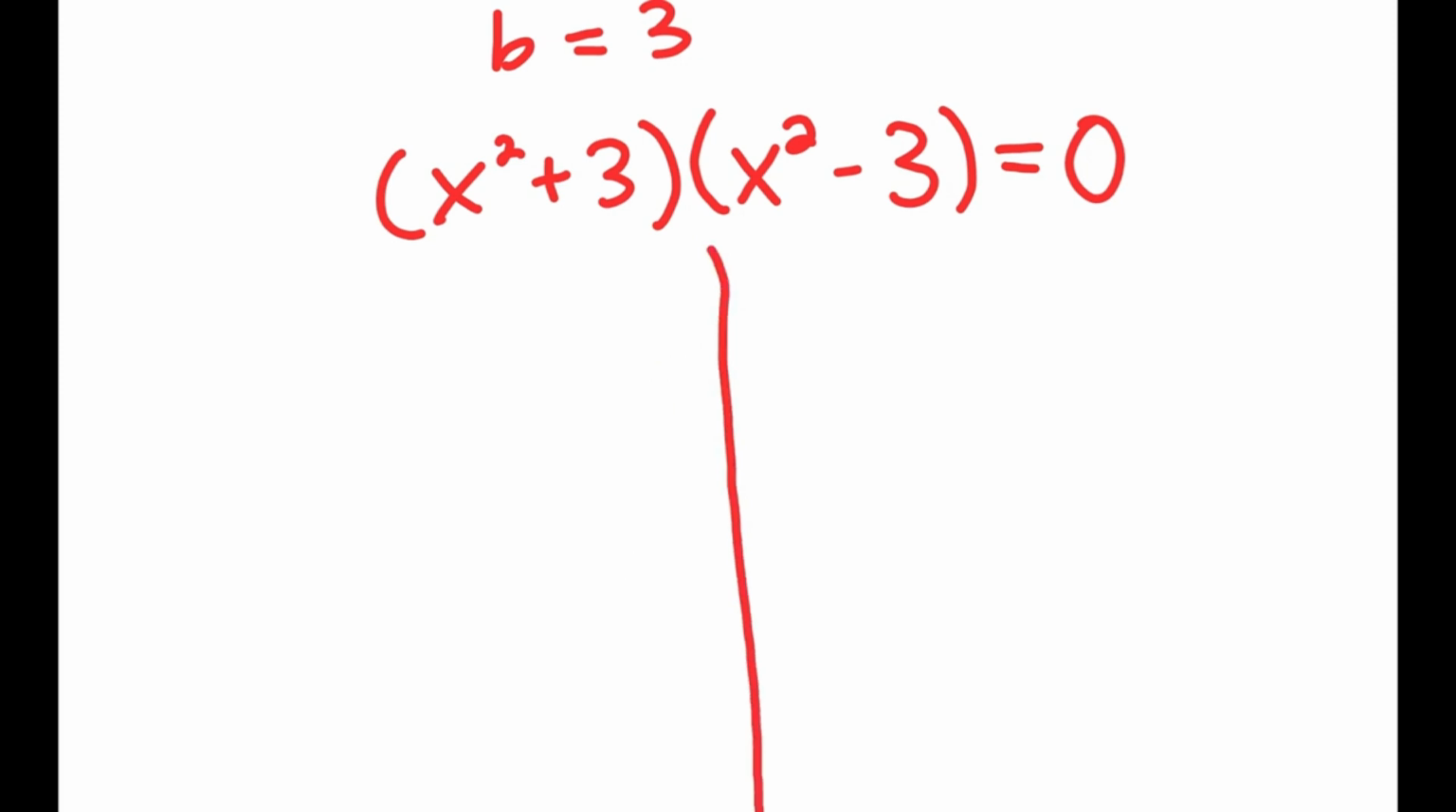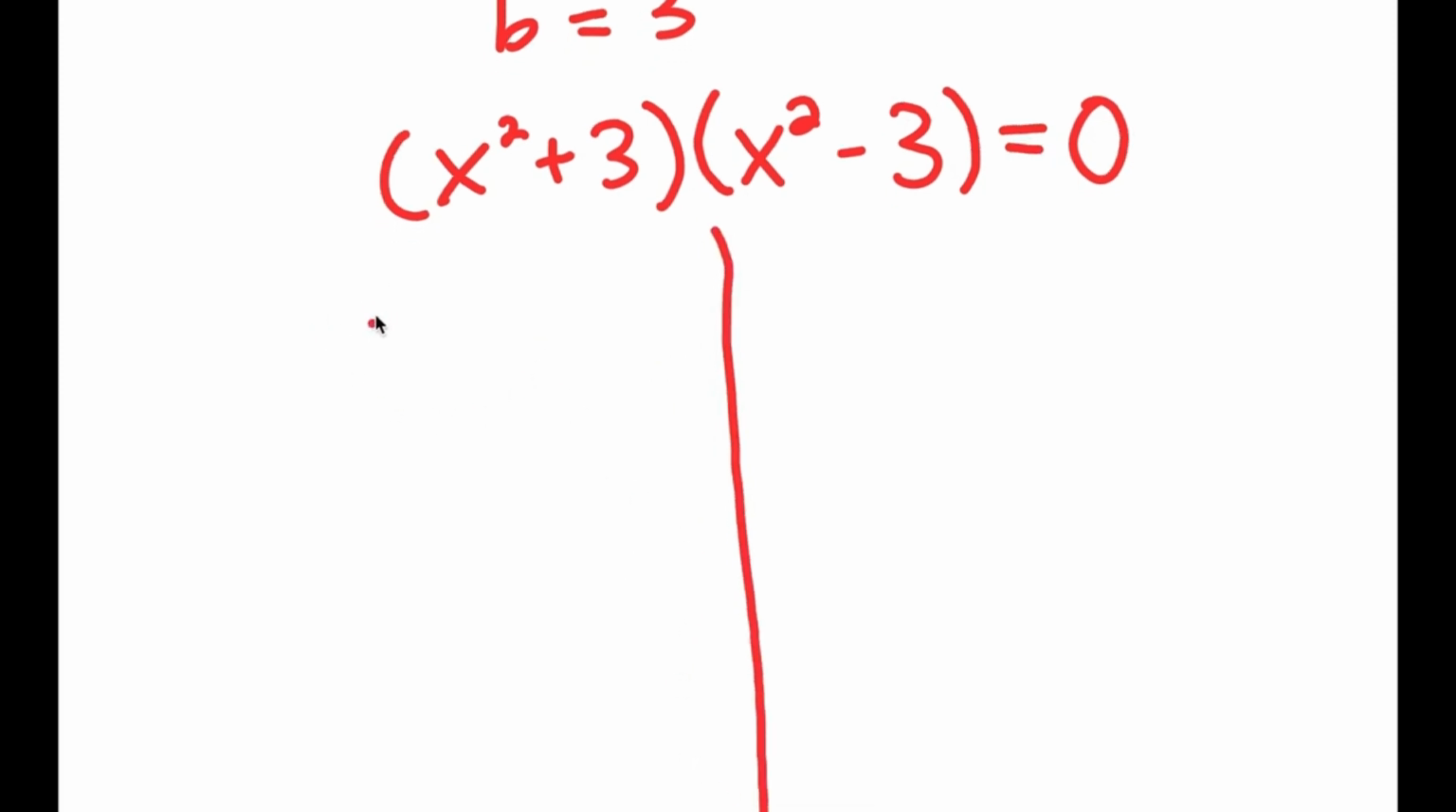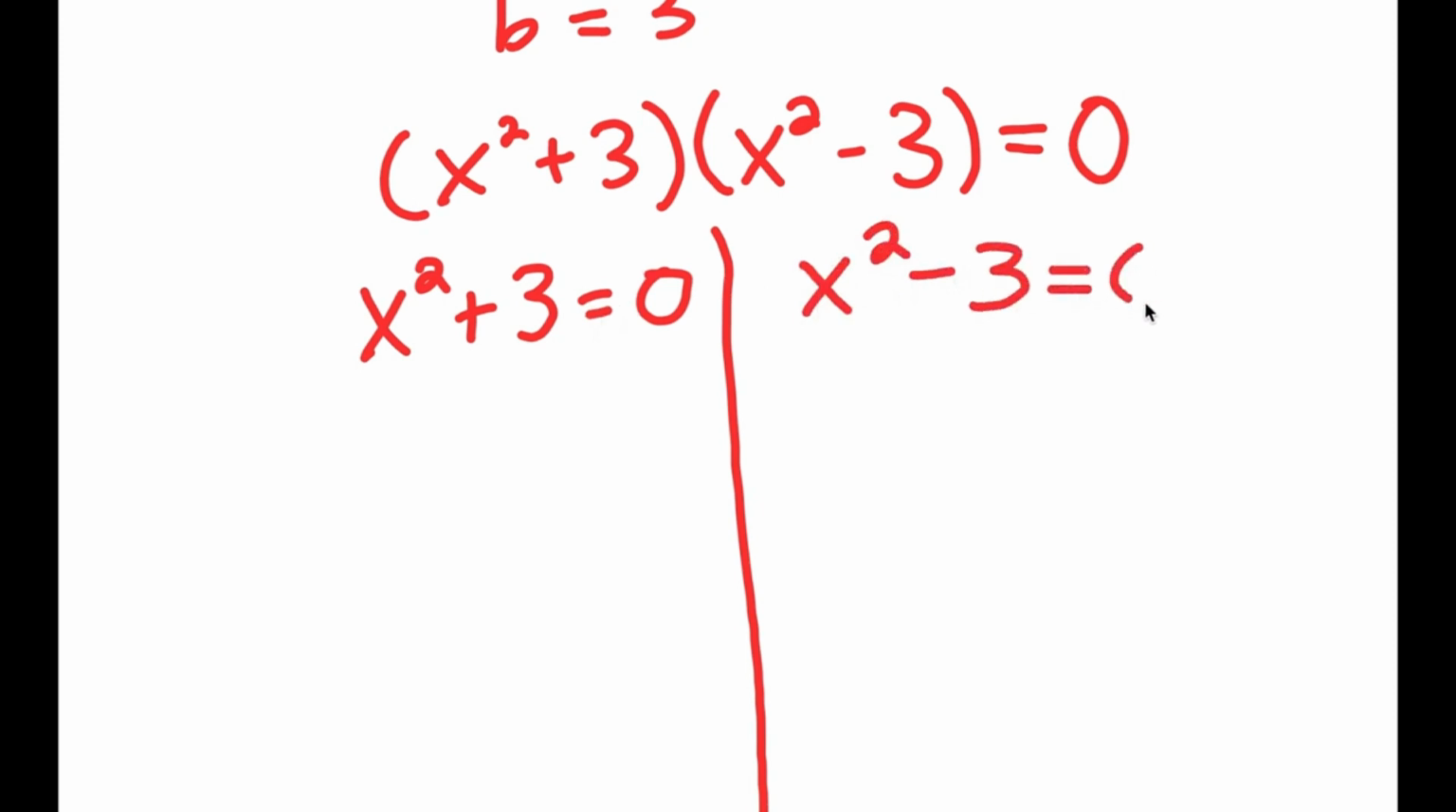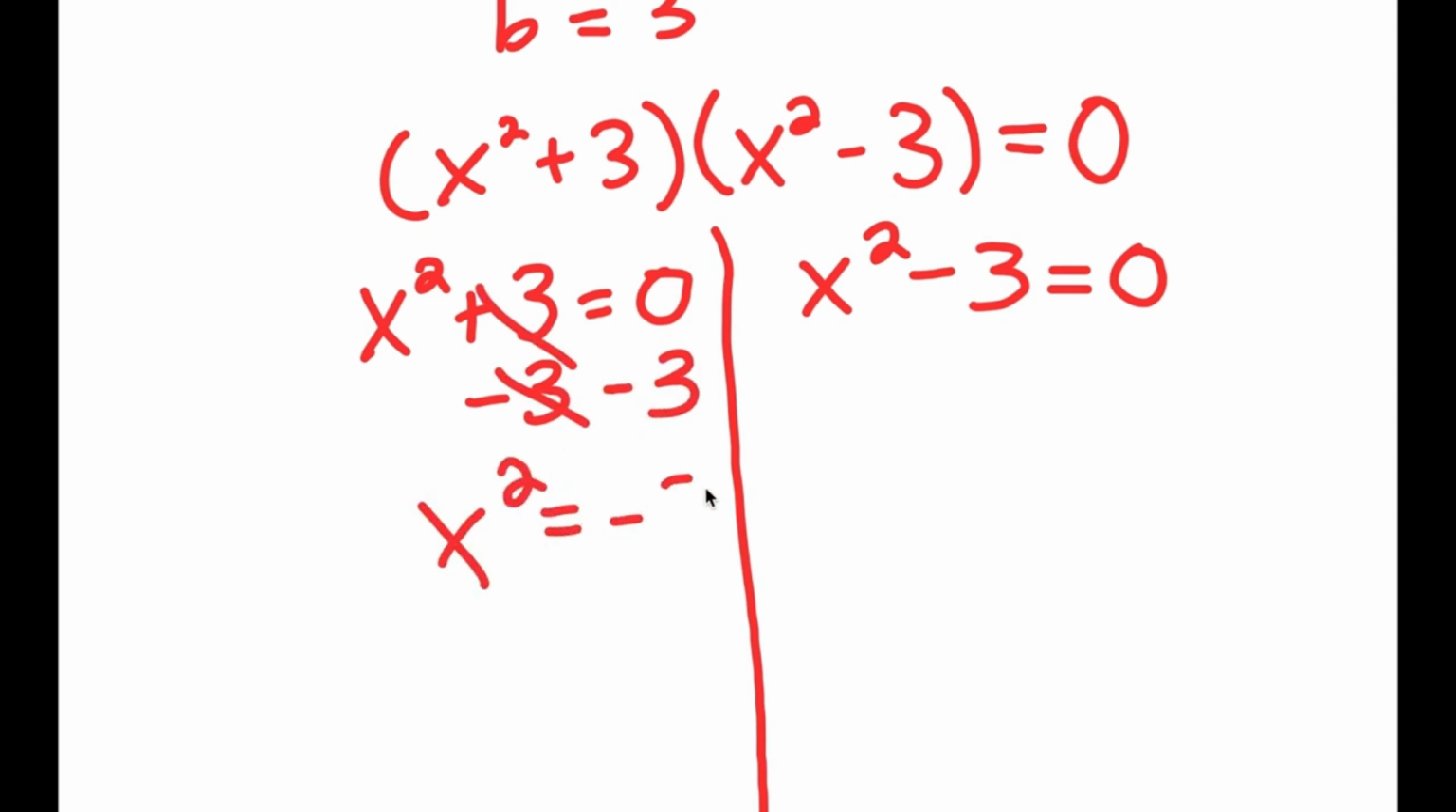So now this is going to give me two equations. I get x squared plus 3 is equal to 0, and I get x squared minus 3 is equal to 0. So for x squared plus 3 equals 0, I can subtract 3 on both sides. So I get x squared is equal to negative 3.